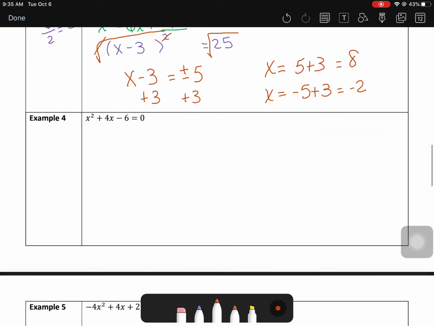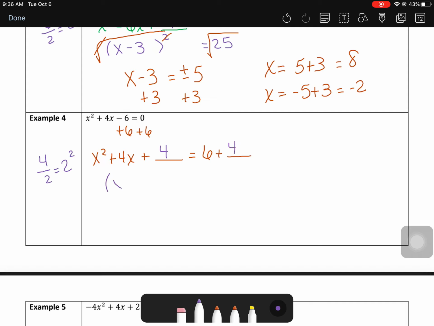Let's take a look at the second problem. We're going to add 6 to both sides. We rewrite with the blanks to remind ourselves that we need to be able to complete the square and fill in the blank, and we need to do that to both sides. We take the b, we divide it by 2, and we square it, which would be 4.